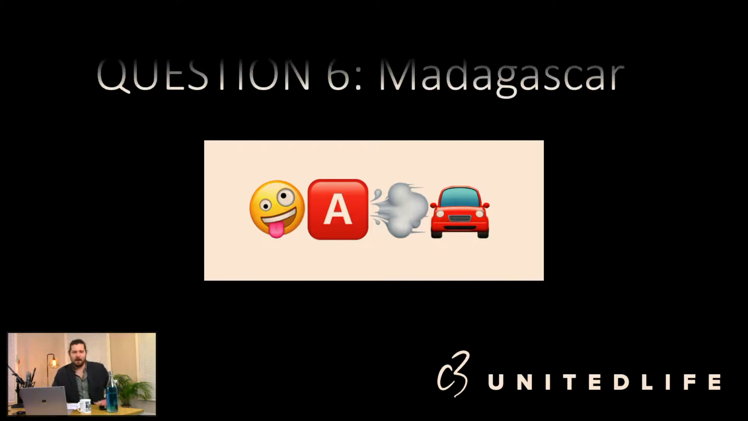Question 6. This first emoji looks a little mad. The letter A. Someone has broken wind and passed gas. And then we have a car. You put them all together, we get Madagascar. Madagascar is the answer to question 6.